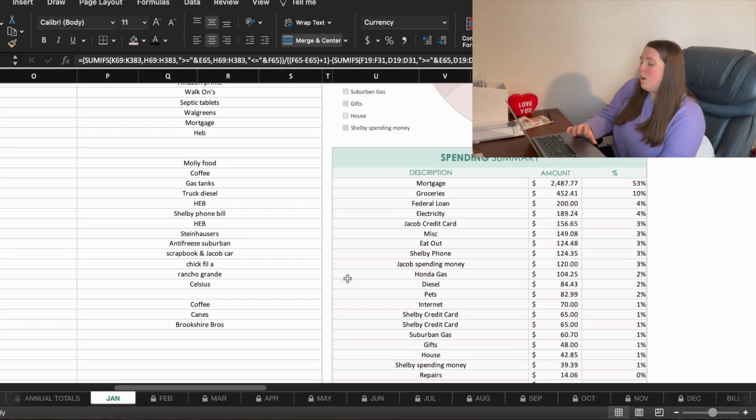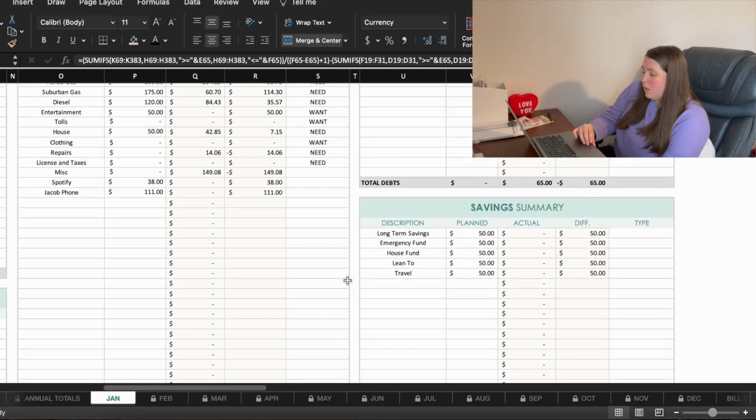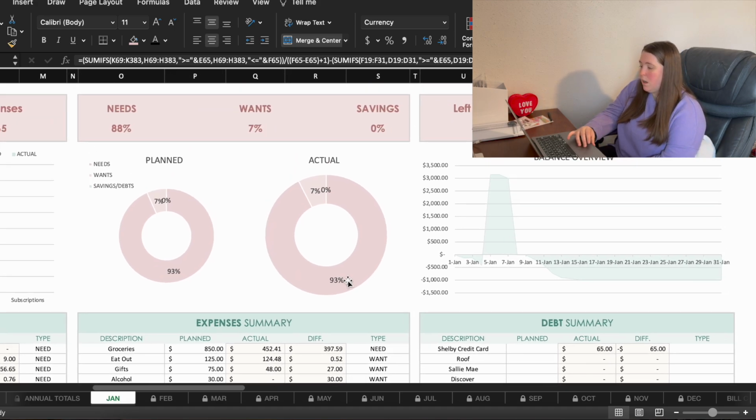So overall, once I've started to get the hang of this, I'm liking it more than I did originally. I think there's a lot of different ways you can look at your money on this spreadsheet versus the last one, which I think is really helpful and really important. But that's how we're looking at mid-month.